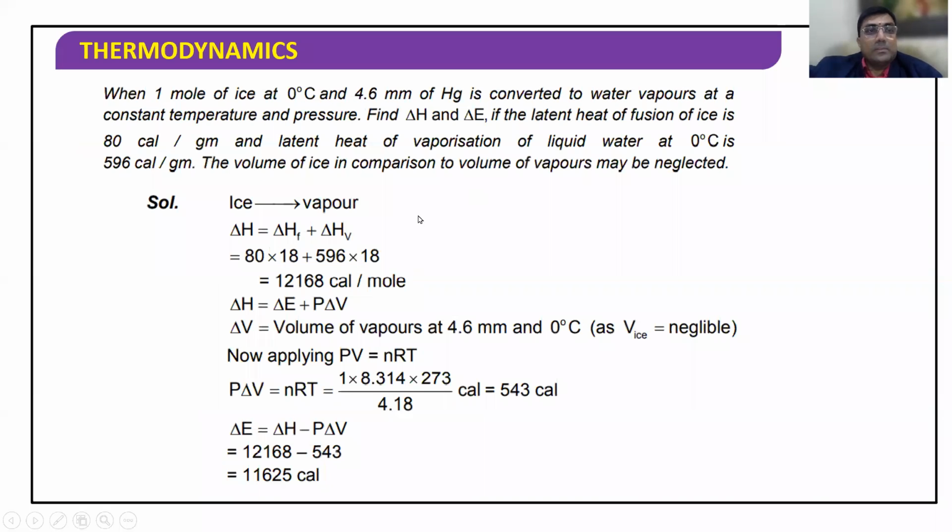Now, next question. When 1 mole of ice at 0 degrees centigrade and 4.6 mm of Hg is converted to water vapors at a constant temperature and pressure. So try to understand. 0 degrees ice is there. This should be converted into water vapor. So that means delta H is equal to heat of fusion plus heat of vaporization. Do you agree or not?